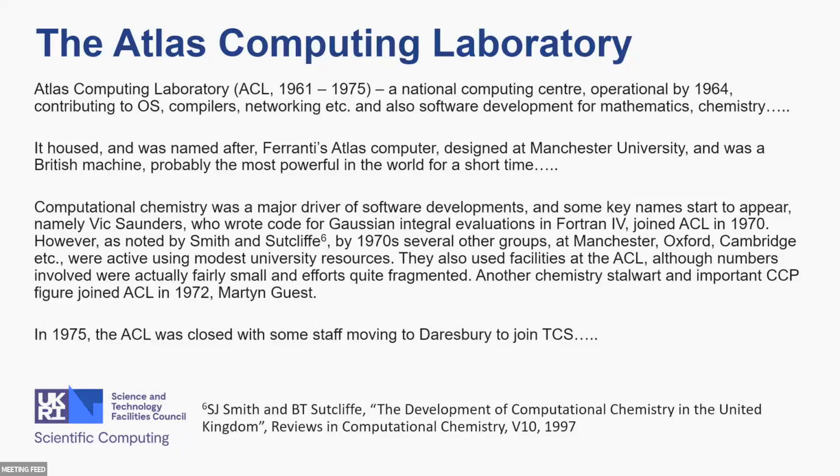And there's a good review article by Smith and Sutcliffe of several other groups like Manchester, Oxford, and Cambridge, also active doing university developments in chemistry. And another one that's also well known to the conference is Martin Guest. Martin joined the Atlas Computing Lab in 1972. What was happening then was that in 1975, as I said, it was closed down. And that then allowed some of the people from there to join Daresbury and join what was then the Theory and Computational Science Group. And this had a big impact in the creation of the CCPs.